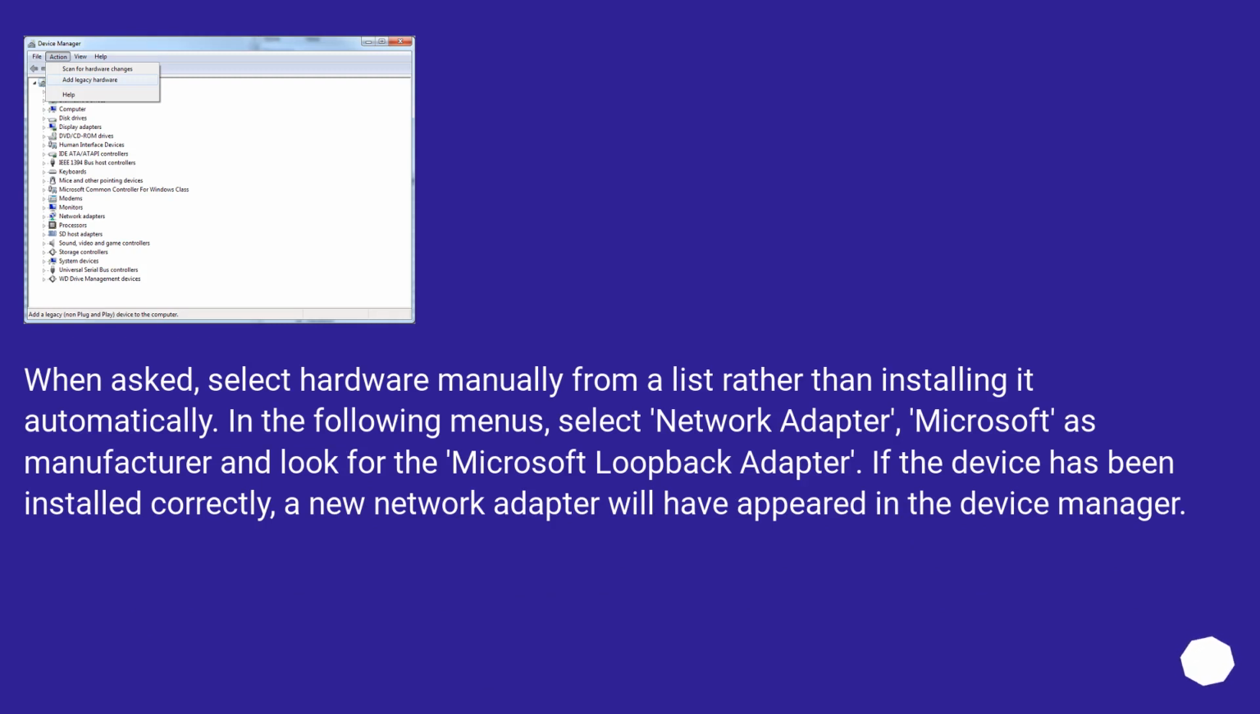When asked, select hardware manually from a list rather than installing it automatically. In the following menus, select Network Adapter, Microsoft as manufacturer, and look for the Microsoft Loopback Adapter. If the device has been installed correctly, a new network adapter will have appeared in the device manager.